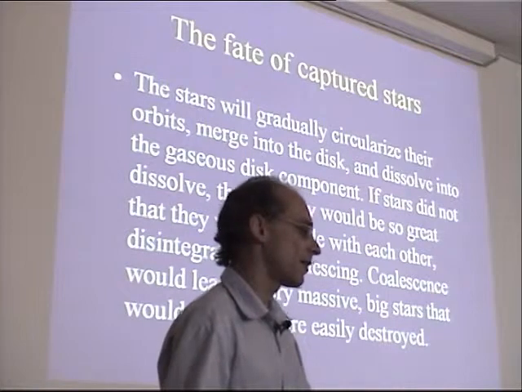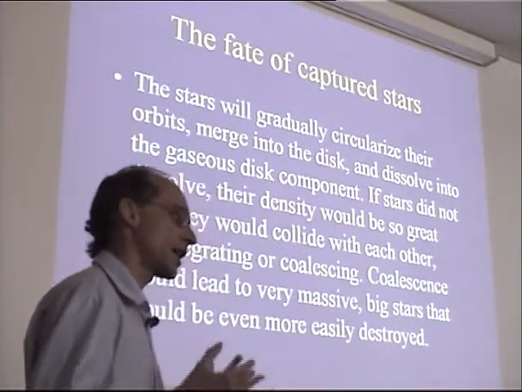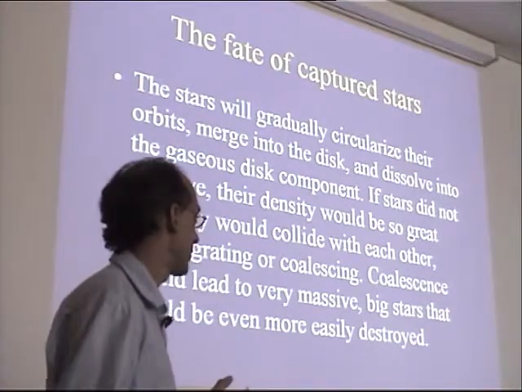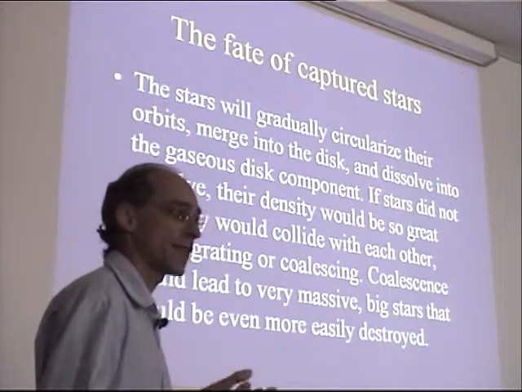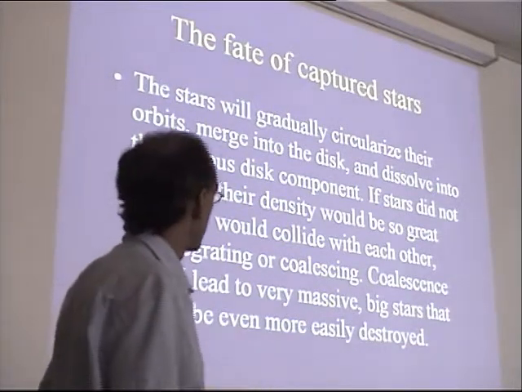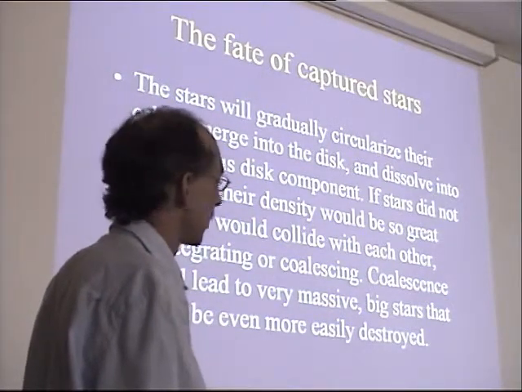But another thing that happens here is that in this model, the rate at which stars are captured by the disk has to be very, very high. So that if they're not destroyed, then they will all be left inside the disk, and their numbers are so high that if stars did not dissolve, their density would be so great that they would collide with each other.